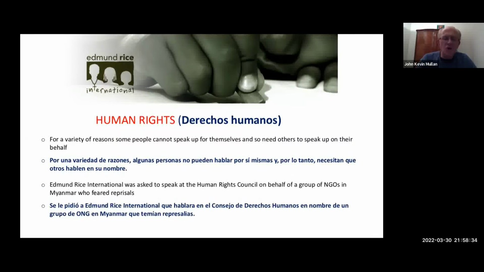An example of this occurred very recently. The Human Rights Council is meeting at the moment, this month of March in Geneva, and Edmund Rice International was asked to speak at the Human Rights Council on behalf of a group of NGOs in Myanmar who were afraid of reprisals. We know that over a year ago there was a coup in Myanmar, a military takeover, and there are many human rights abuses there. These groups in Myanmar had prepared a statement, but they were not prepared to deliver it. But Edmund Rice International agreed to deliver the statement on their behalf.